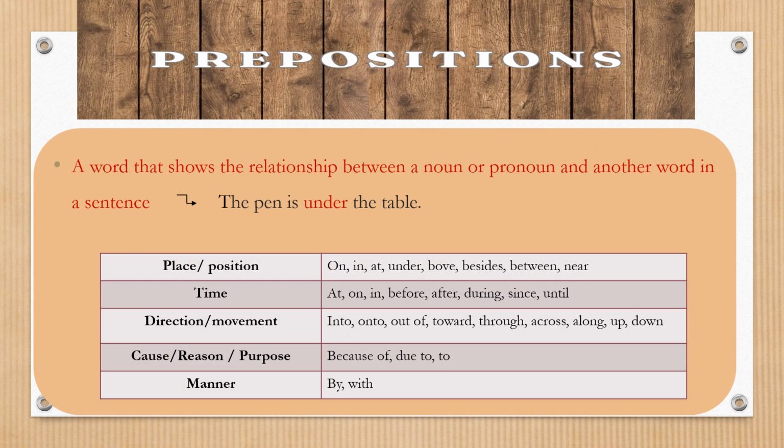Now, let's look at prepositions. A preposition is a word that shows the relationship between a noun or pronoun and another word in a sentence. For example, the pen is under the table. And here under tells us the position of the pen. Prepositions are used in different ways.